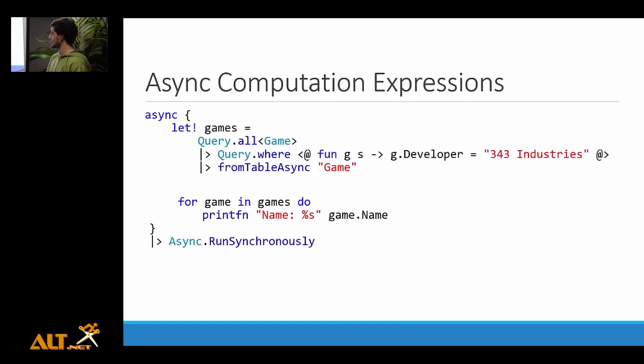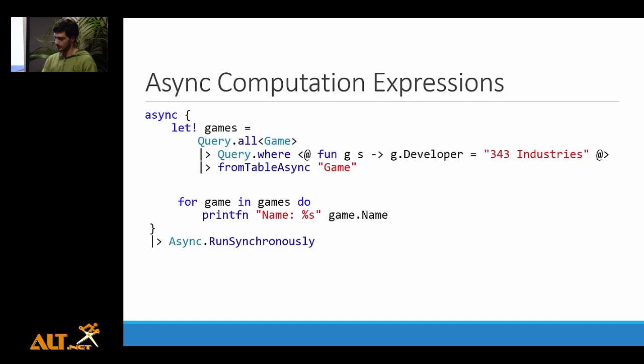So the example up on the slide is an async computation expression, and what it does is it asynchronously queries table storage using F# Azure and finds the first game in the game table where the developer is 343 Industries. So you can see this equals comparison that's happening there. That is an example of what we matched on that previous slide, right? So we've got the left, we've got the equals, and then we've got the thing on the right.